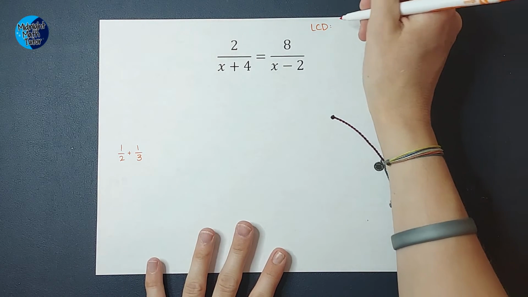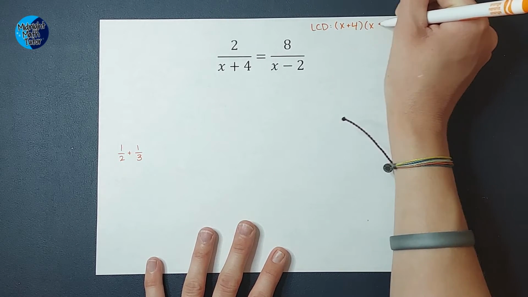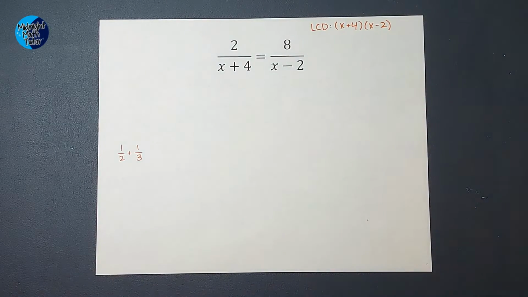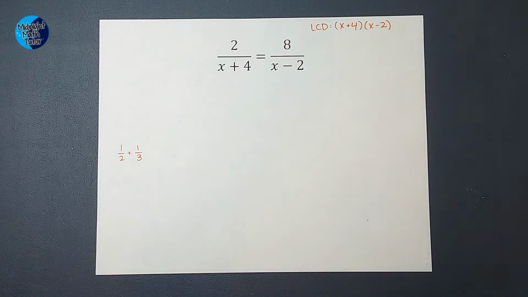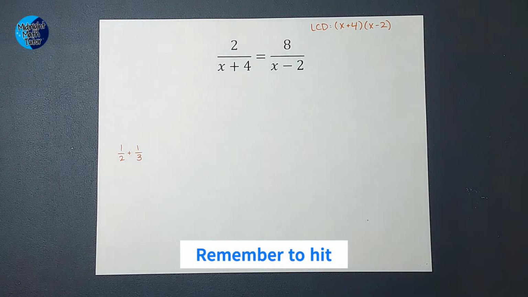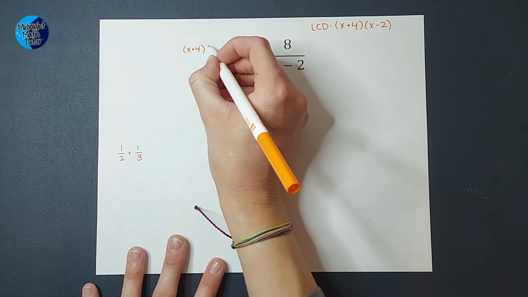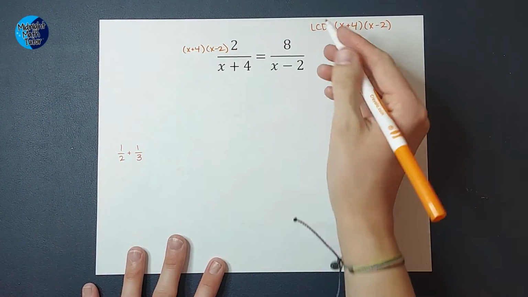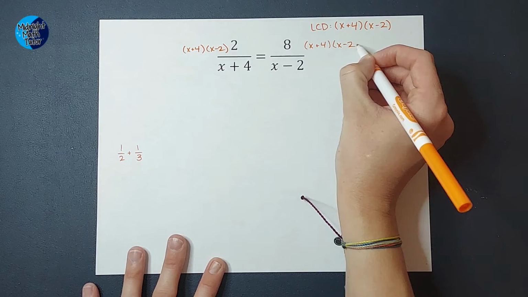So in this case, my LCD is going to be x plus 4 times x minus 2, okay? Now, I should say we should always check to begin with if we can factor anything, but this is already all factored and I can't factor anything, right? So my least common denominator is going to be x plus 4 times x minus 2. Now watch what happens when I multiply both sides by that, okay? So I'm going to multiply this side by x plus 4 times x minus 2. If I multiply one side, I've got to multiply the other side, right? X plus 4 times x minus 2, okay?